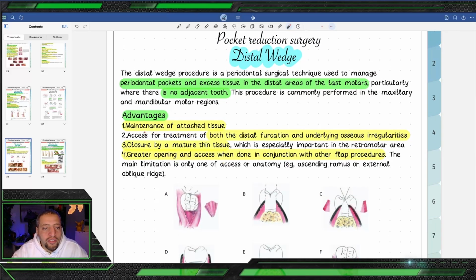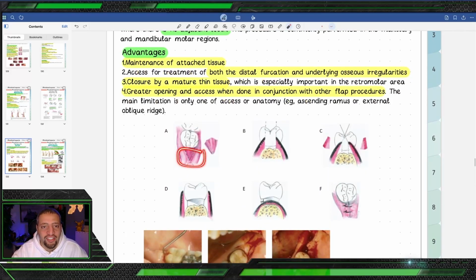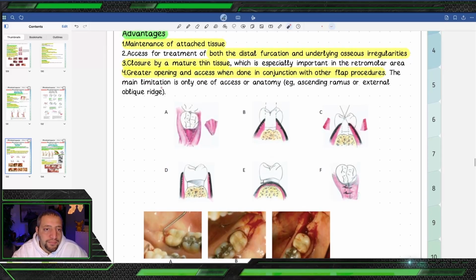What's the advantage of this one? We maintain attached gingiva, because like you have here huge attached gingiva. Access for treatment of both distal furcation and underlying osseous irregularity, because again, as we said, here we're going to have this osseous irregularity, because there was no interdental bone between the distal to the 7, mesial to the 8. Closure by mature thin tissue, which is especially important in the retromolar area. Greater opening and access when done in conjunction with other flap techniques.